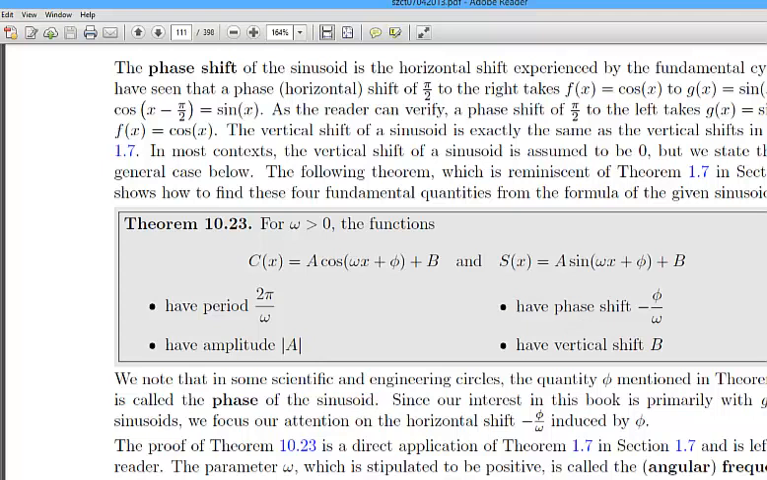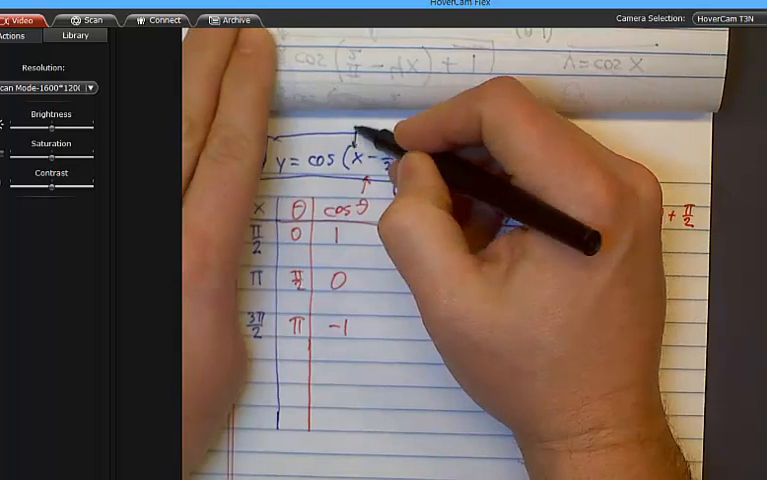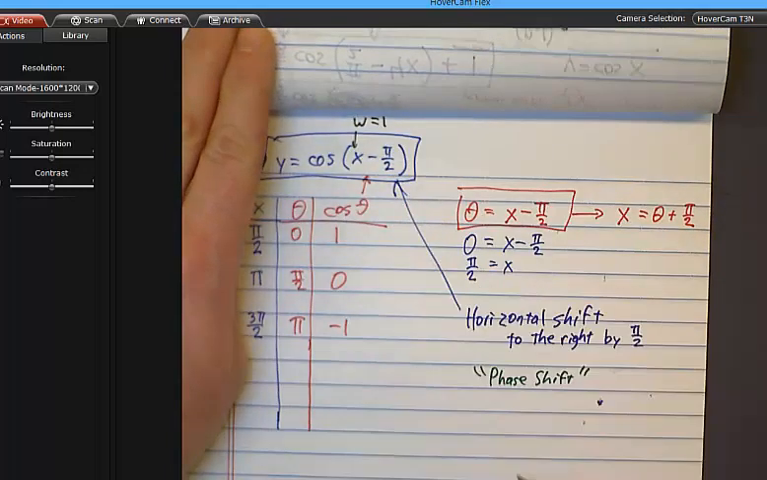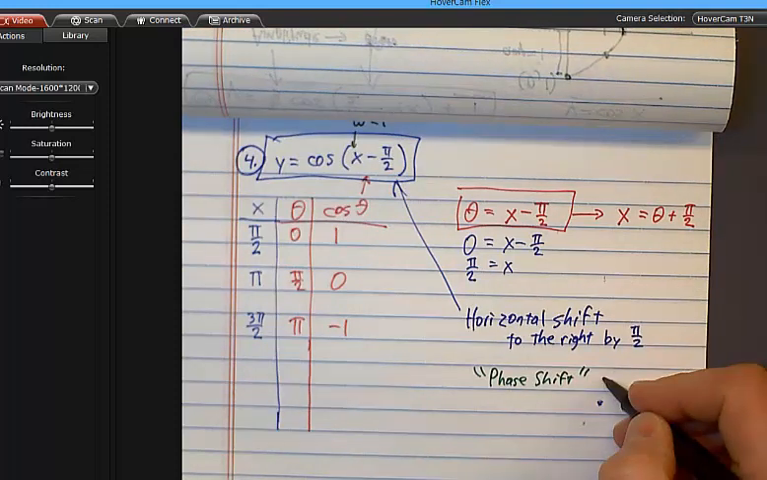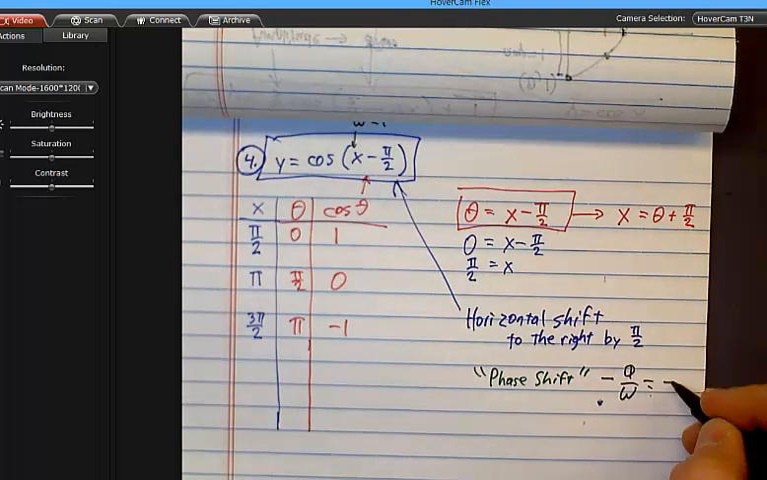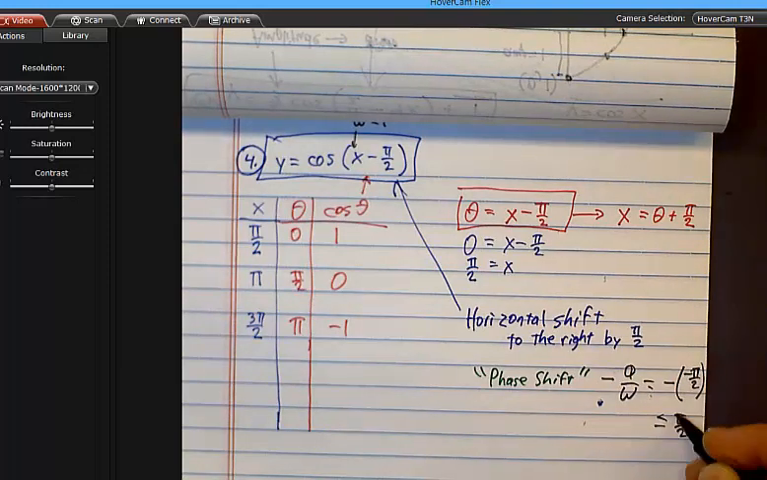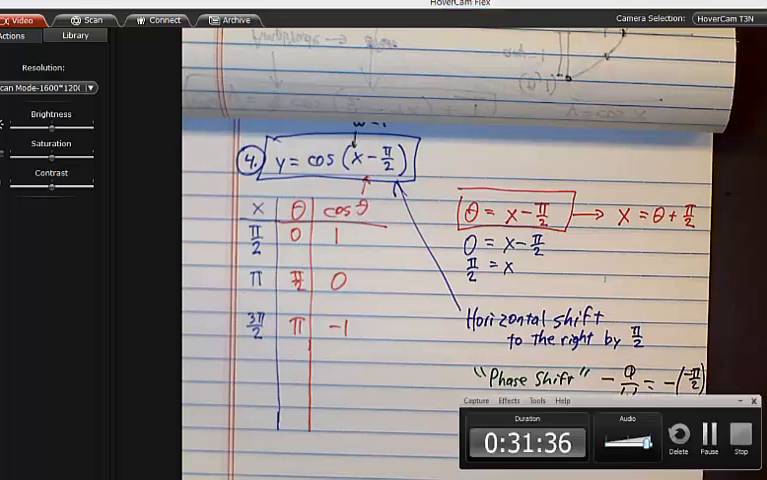Because what's omega in our problem? 1. Again, why is that? Because omega is the number in front of what? The x. That's omega. So my omega is 1, okay? So I could say that the phase shift is negative phi divided by omega. Well, that's negative negative pi over 2, and so it's pi over 2. And so if you want to know what this graph is going to look like, it's the same as cosine, it's just shifted to the right by pi over 2. And we could see that evidenced on the calculator.